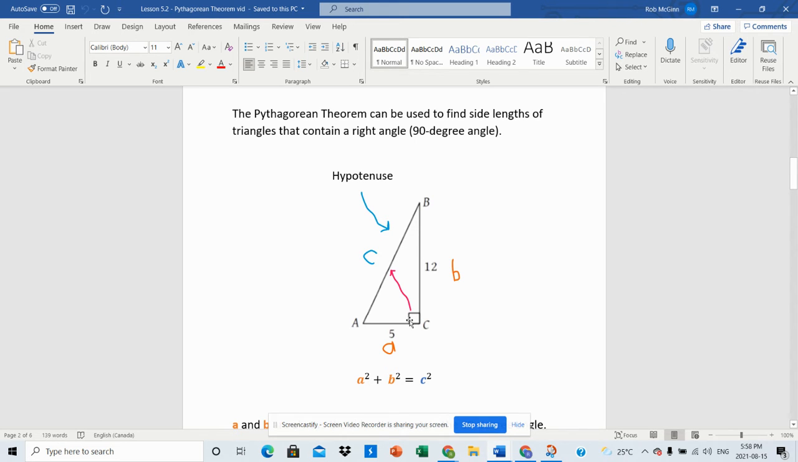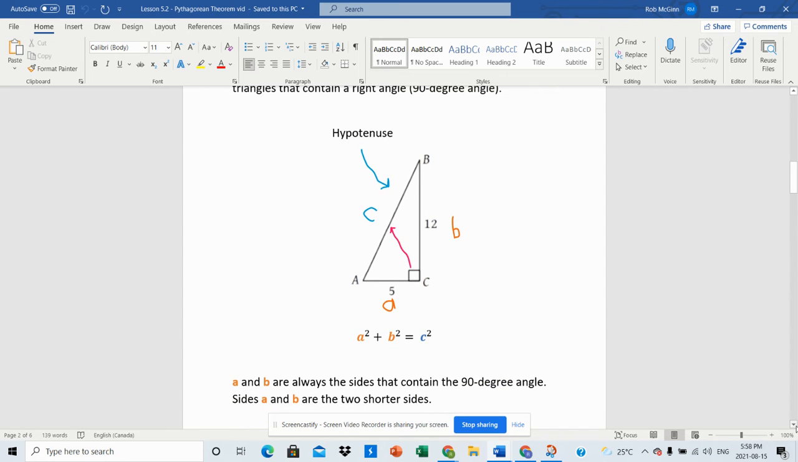This little box in the corner indicates that this is a 90-degree angle. So this is what we call a right angled triangle. The hypotenuse is always the side that's opposite the 90-degree angle. So C here is our hypotenuse. So a squared plus b squared will equal c squared.